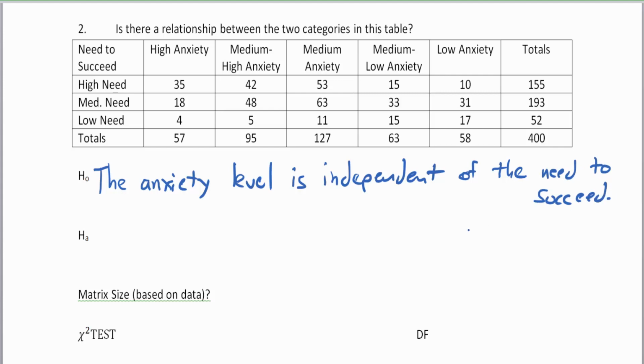And we're talking about a specific person, right? So there's 400 people surveyed here, and they all basically gave their need to succeed in education and also their anxiety level. So the anxiety level is independent of the need to succeed. This followed what we showed in the previous video, of the column category being independent of the row category. The alternative is that the anxiety level is totally dependent on the need to succeed.